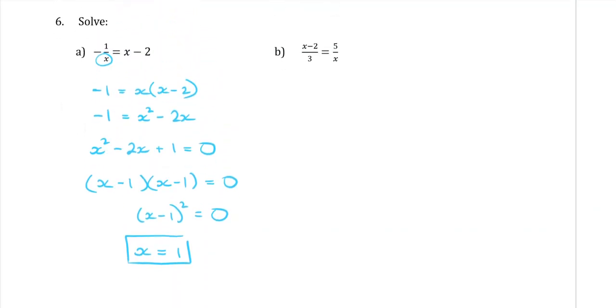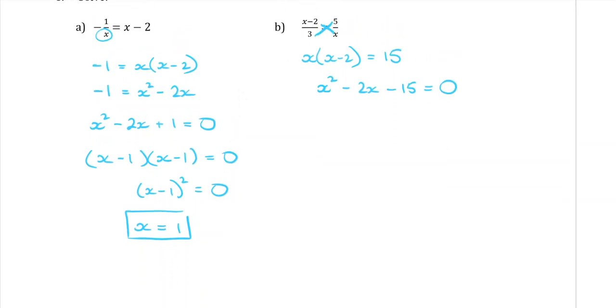Part B. We have fractions on both sides of this equal sign, so I'm going to do the cross multiplication method. The x is going to multiply to the top of the first fraction, so it's going to multiply with the x minus 2. And the 3 on the bottom is going to multiply with the 5, which is equal to 15. Now I need to expand that, x squared minus 2x, and the 15, move it across to the left-hand side, so minus 15 is equal to 0.